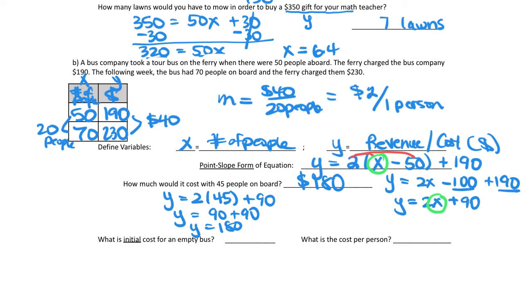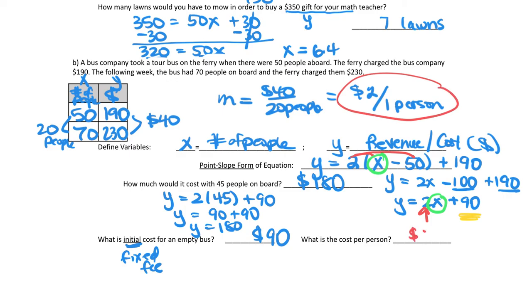Now, what is the initial cost? That is our fixed fee, the one-time fee. And if you're looking at slope intercept form, that's always what's being added or subtracted. So that's going to be $90. And then my cost per person is my slope, and we've done that up here. And we know that that is $2 per person.